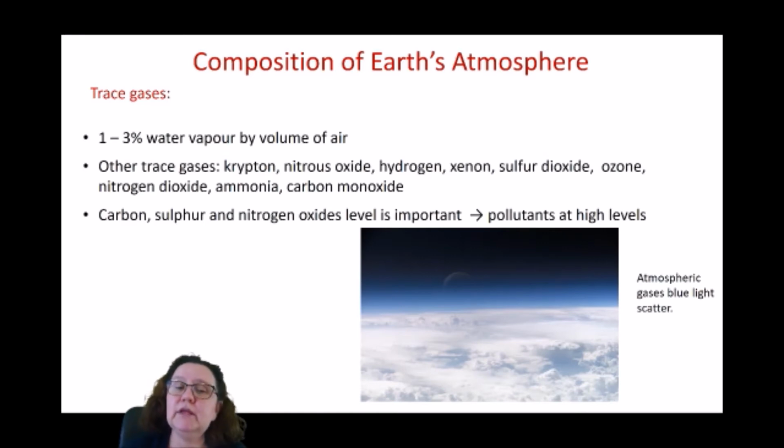So we will be looking in future videos at the chemistry of carbon, specifically carbon dioxide, the chemistry of sulfur, specifically sulfur dioxide, and the chemistry of nitrogen oxides. And we will see how monitoring their levels is important because many of them are produced by anthropogenic sources, which add to the natural level in the Earth's atmosphere of those gases, and that causes pollution problems.